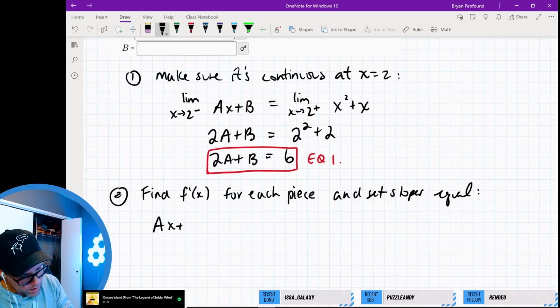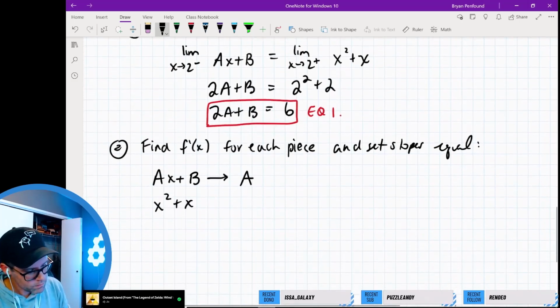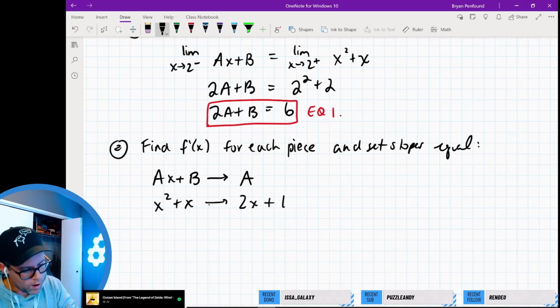So ax plus b, the derivative of that's just going to be a, and then x squared plus x, the derivative of that should be 2x plus 1. I need these slopes to be equal.